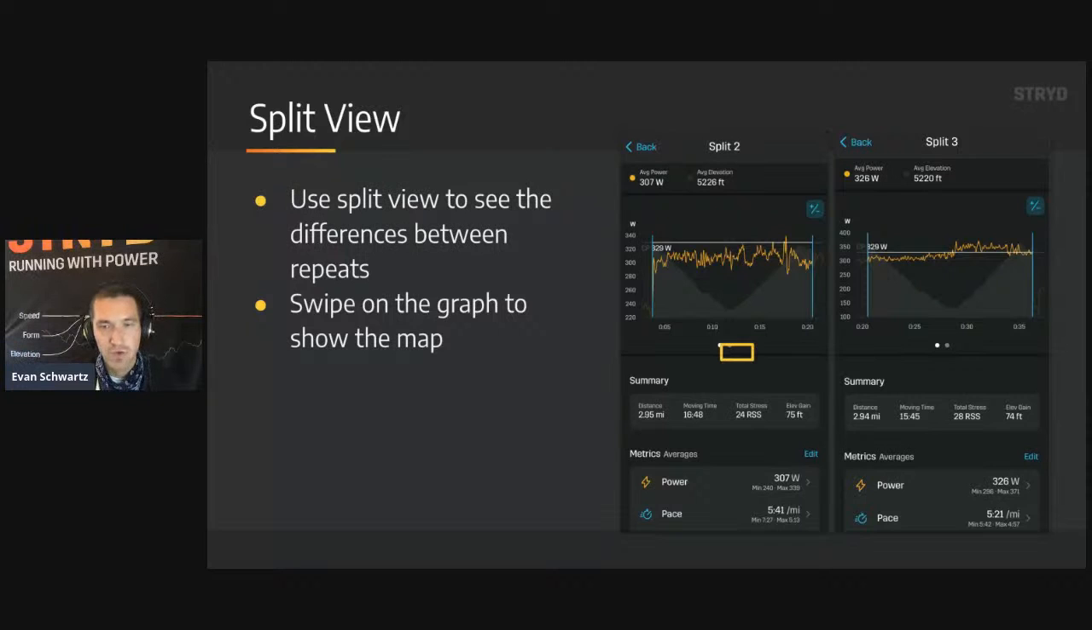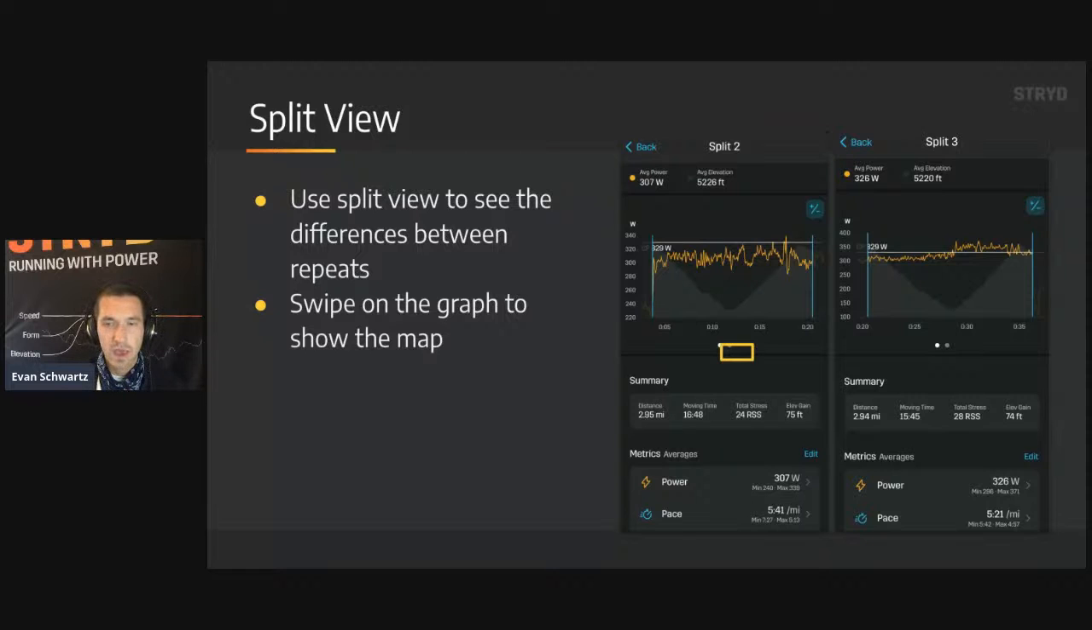I averaged 307 watts with a minimum power of 240 and a max power of 339. We can also see, comparing it to the next split, that I ran 326 as opposed to 307. My average pace was about 20 seconds faster per mile. And we can use this split view to compare things side by side.